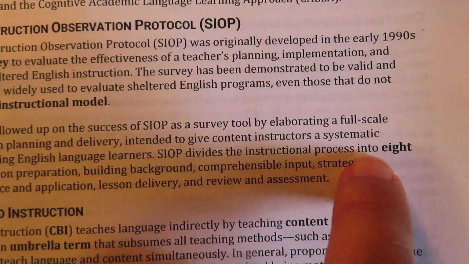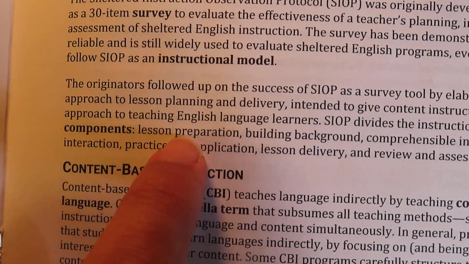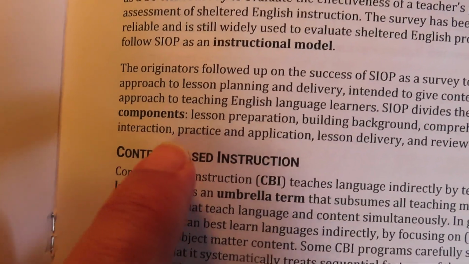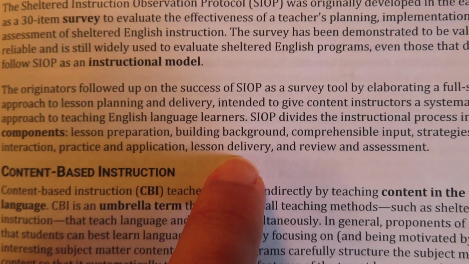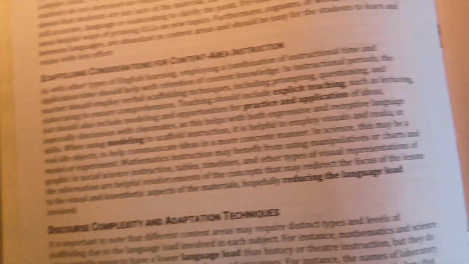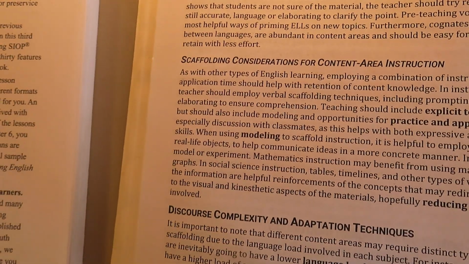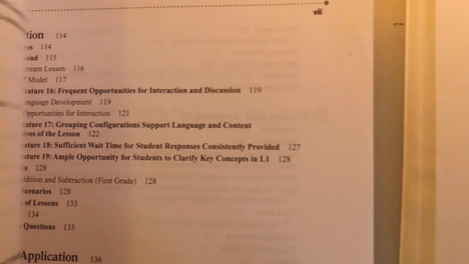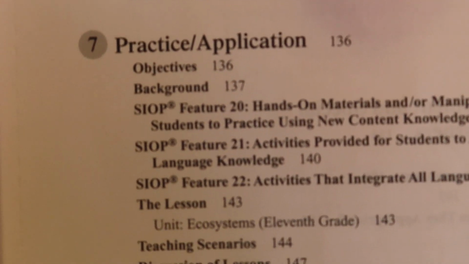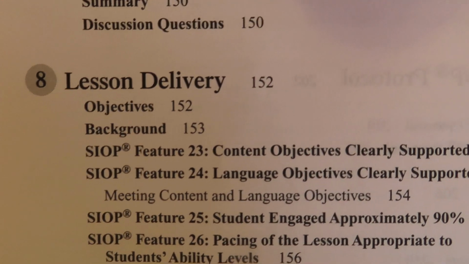SIOP divides the instructional process into 8 components: lesson preparation, building background, comprehensible input, strategies, interaction, practice and application, lesson delivery, and review and assessment. And yes, those are in this book here. So flipping over to the table of contents. Lesson preparation, building background, comprehensible input, strategies, interaction, practice application, and lesson delivery.